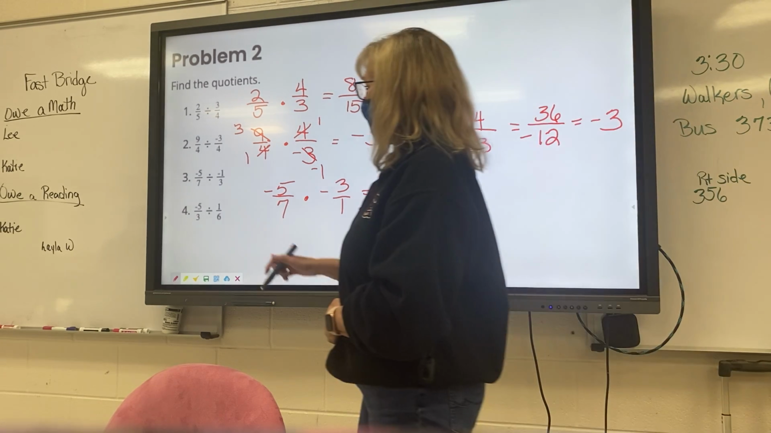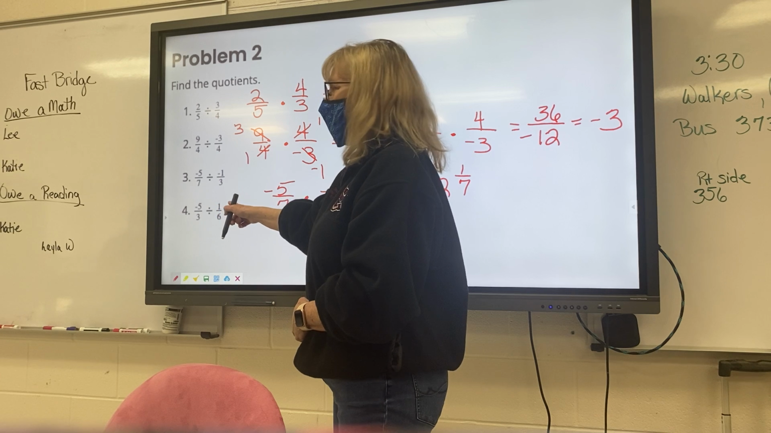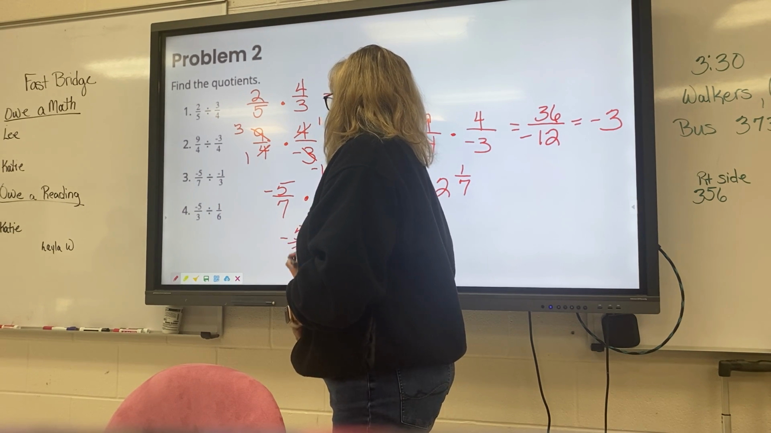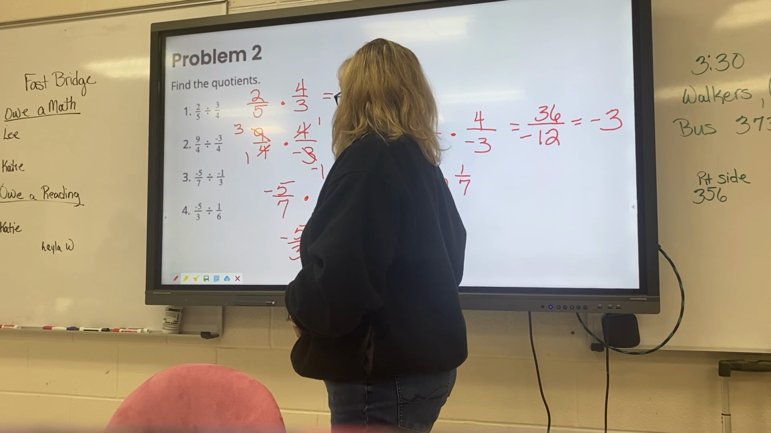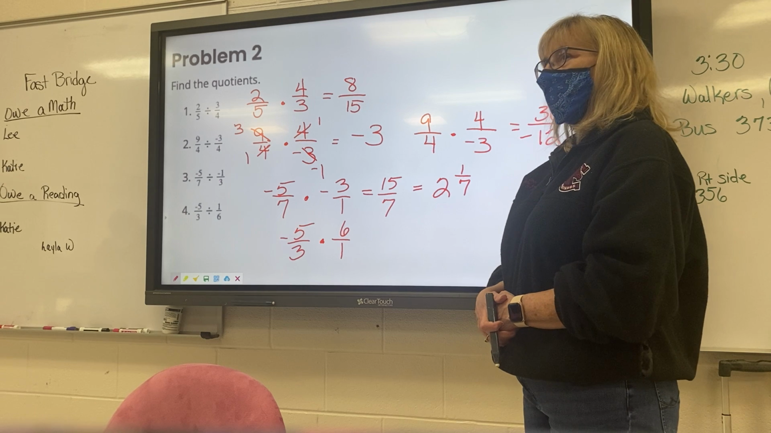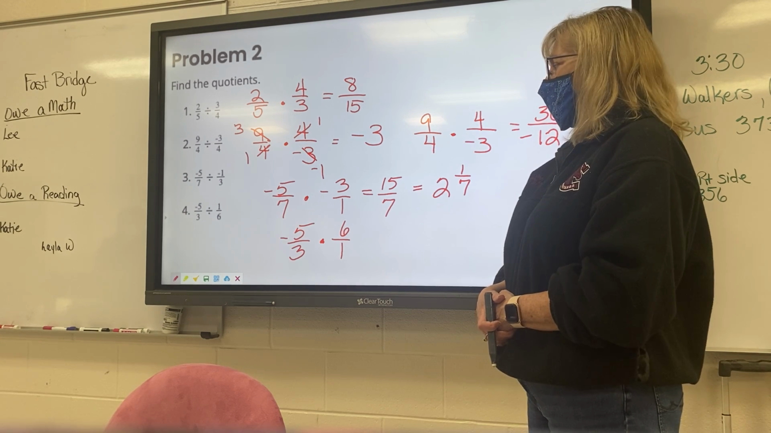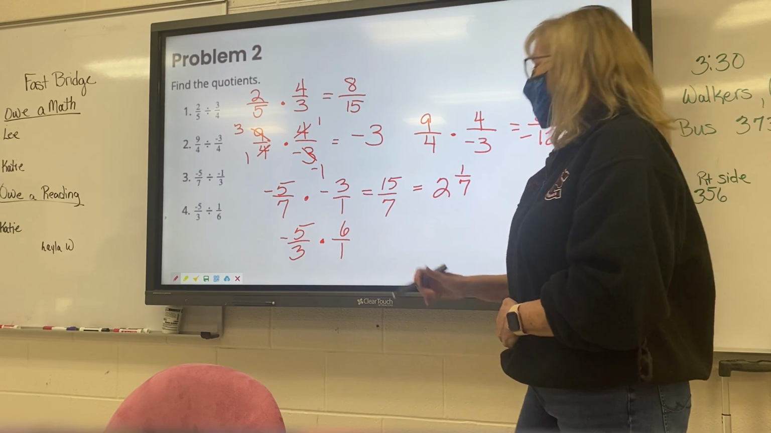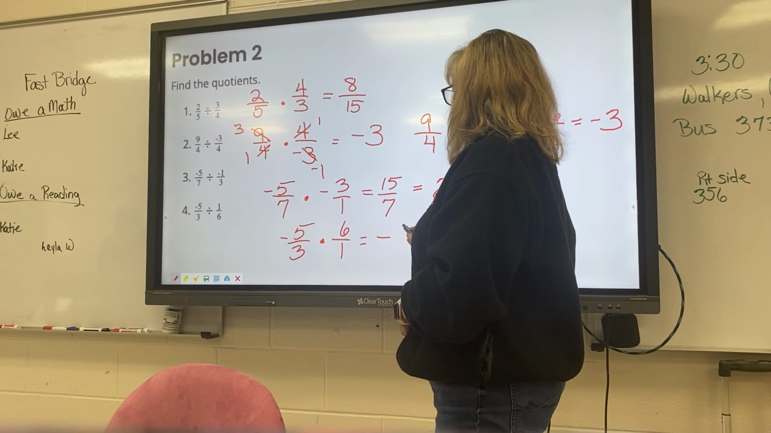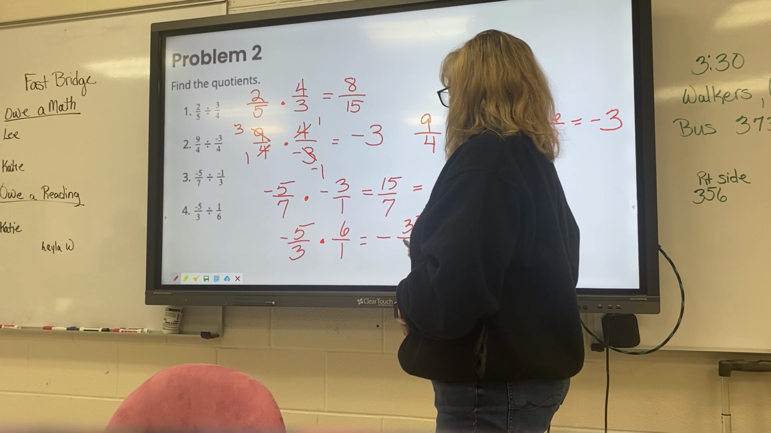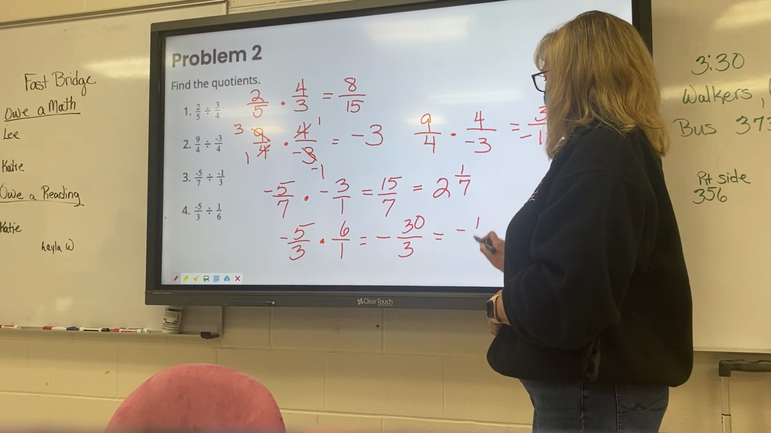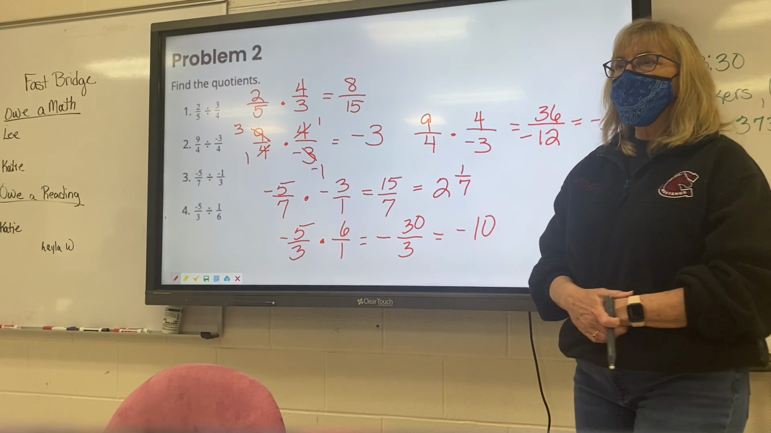All right, last one. Negative 5/3 divided by 1/6. We are going to multiply by the reciprocal. Is my answer going to be positive or negative? Negative. Good, we're remembering those rules. 5 times 6 is 30/3. 30 divided by 3 is 10, so our answer is negative 10.